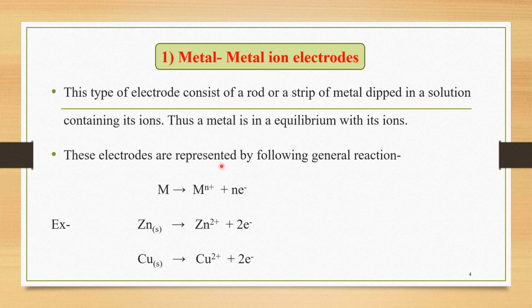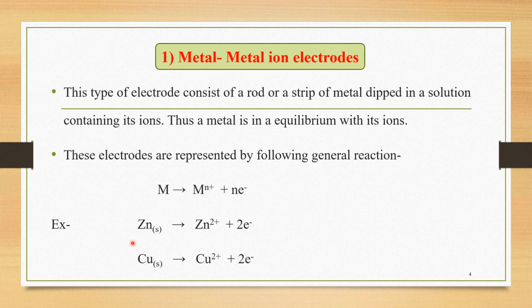These electrodes are represented by the following general reaction. Metal gives M n plus and n electrons. This is the general representation of this type of electrode. Now, if we want to study a specific example, let us consider a zinc electrode in solid state. It gives Zn2 plus and 2 electrons, and the next one is copper in solid state. It gives Cu2 plus and 2 electrons.